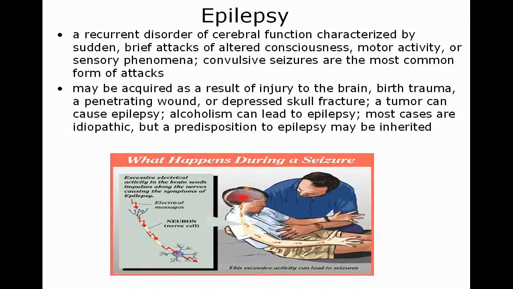Now, they may be what appear to be very mild, called petit mal seizures, where the person just appears to be staring off in space, or they may be the more severe convulsive seizures. A lot of different causes for the seizures. Injuries to the brain, birth trauma, skull fractures, tumors can cause epilepsy, alcoholism, certain drugs can cause epilepsy. The epilepsy may be idiopathic, and they cannot determine what the reason for having epilepsy is in a particular patient.